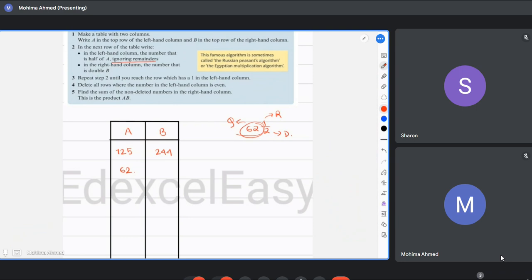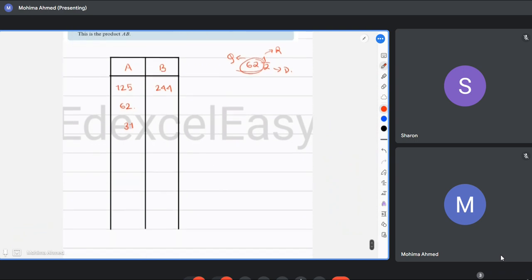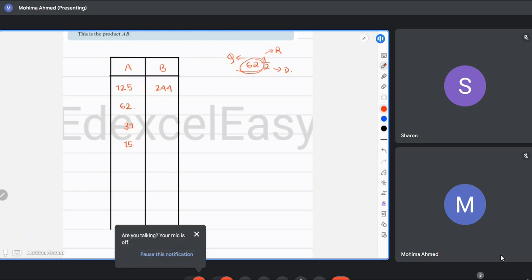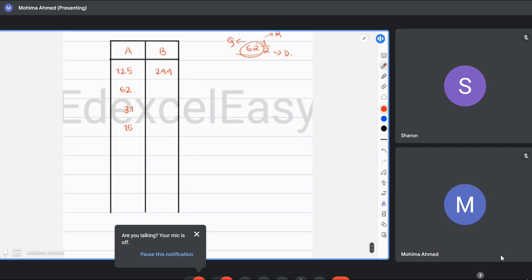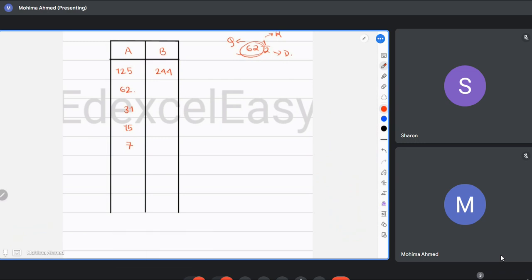So half of this, 62 divided by 2, again gives you 31. Half of 31 gives you 15. This is 15.5, but again we're ignoring the remainders. So we have 15. 15 divided by 2 again gives you 7.5, which is 7 and a half. Again, we are not considering the half. We have 7 only. And then 7 divided by 2 gives you 3 and a half. So this is just going to be 3.